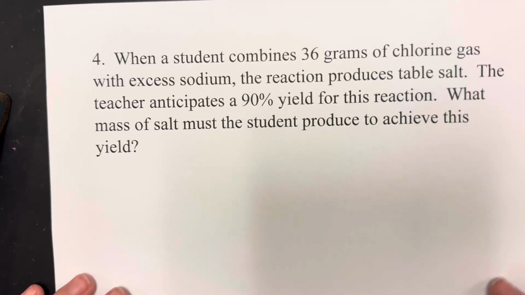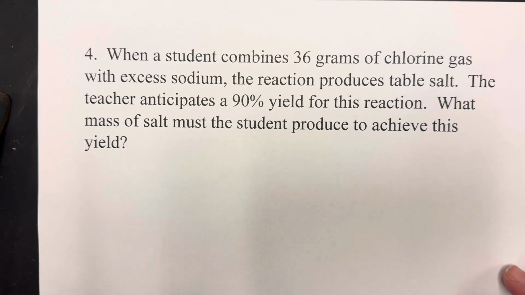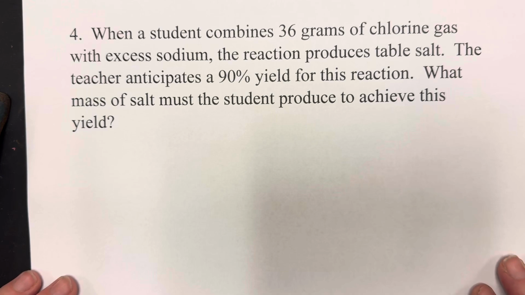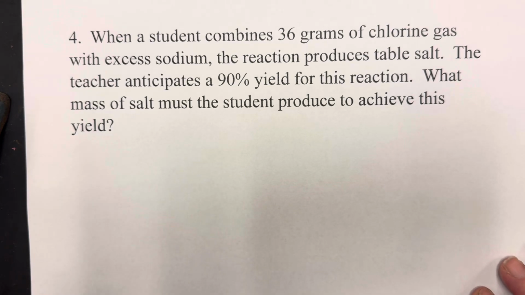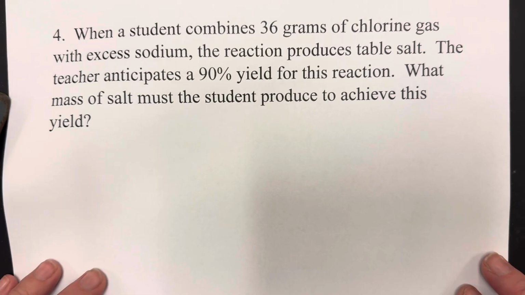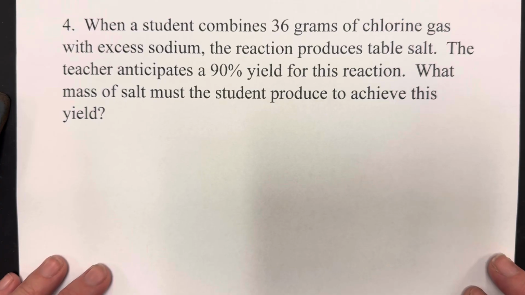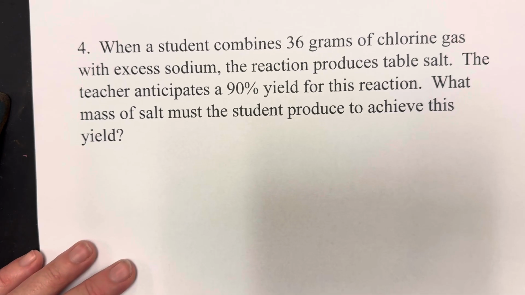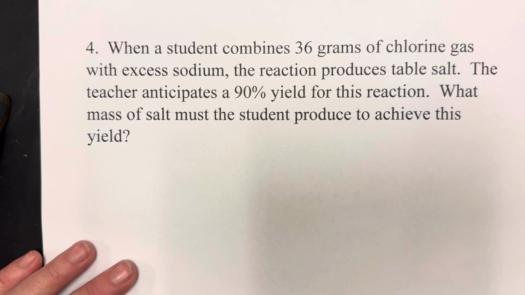Number 4. When a student combines 36 grams of chlorine with excess sodium, the reaction produces table salt. The teacher anticipates a 90% yield for this reaction. What mass of salt must the student produce to achieve this yield? Again, first thing I'm going to do is write that balanced equation.